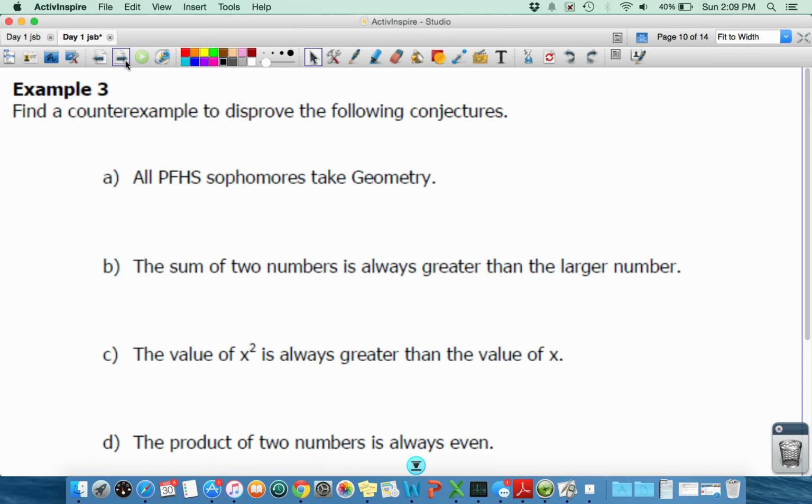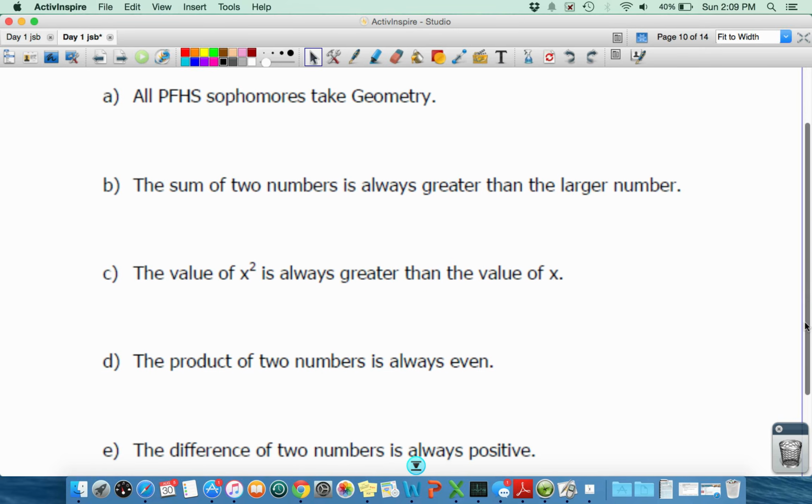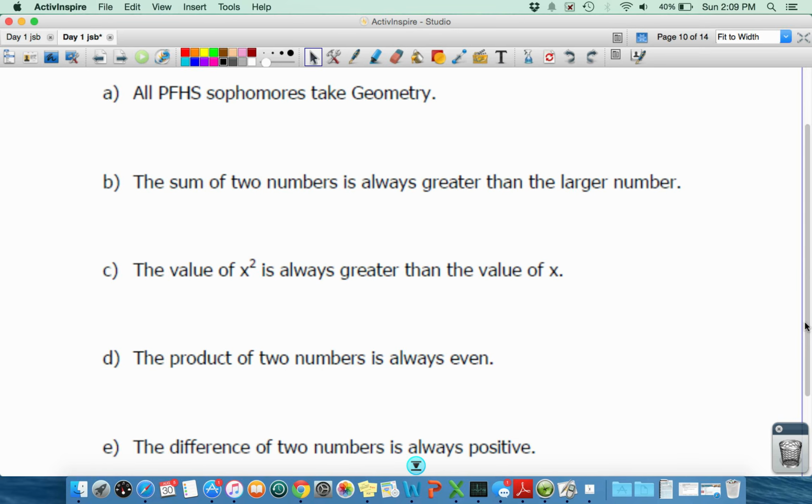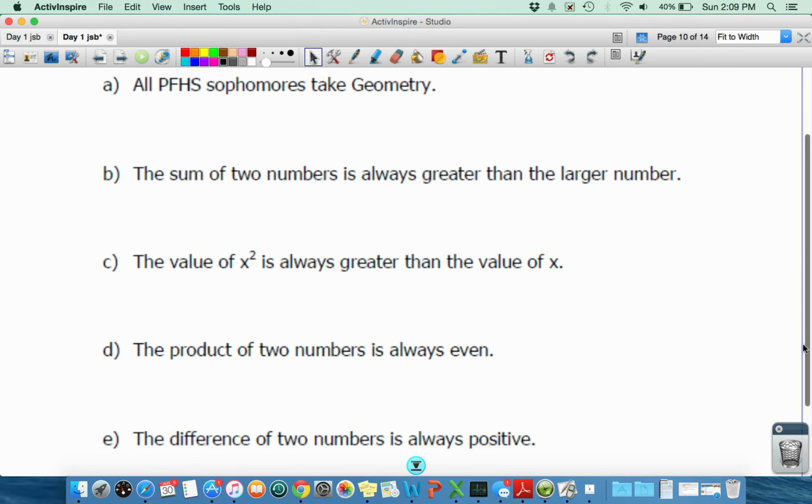You guys are going to do that. Here are some statements. They're on your notes as well. I want you to go through and read those statements and find a counterexample to each one. And again, we will talk about that in class the next time we meet.